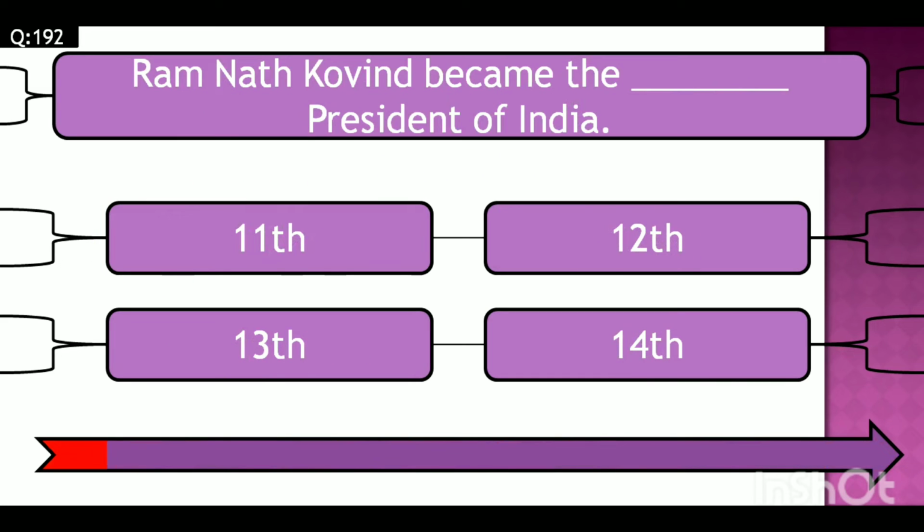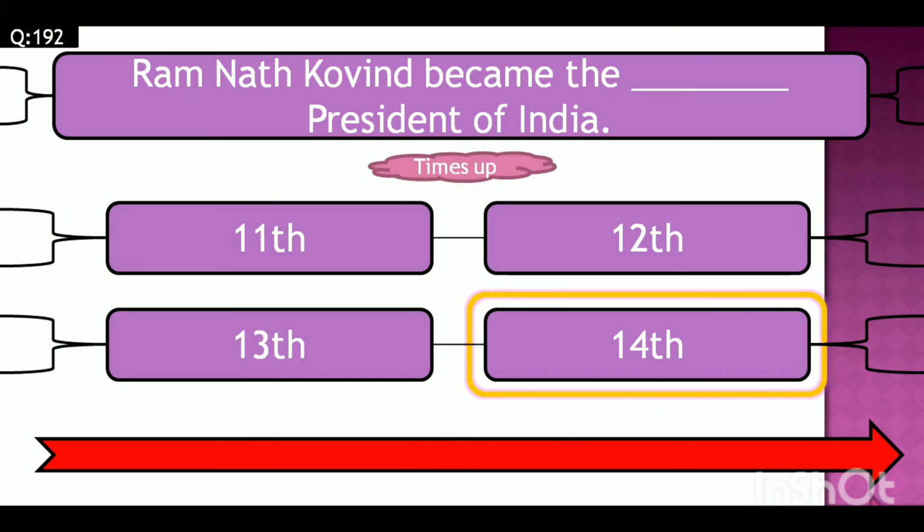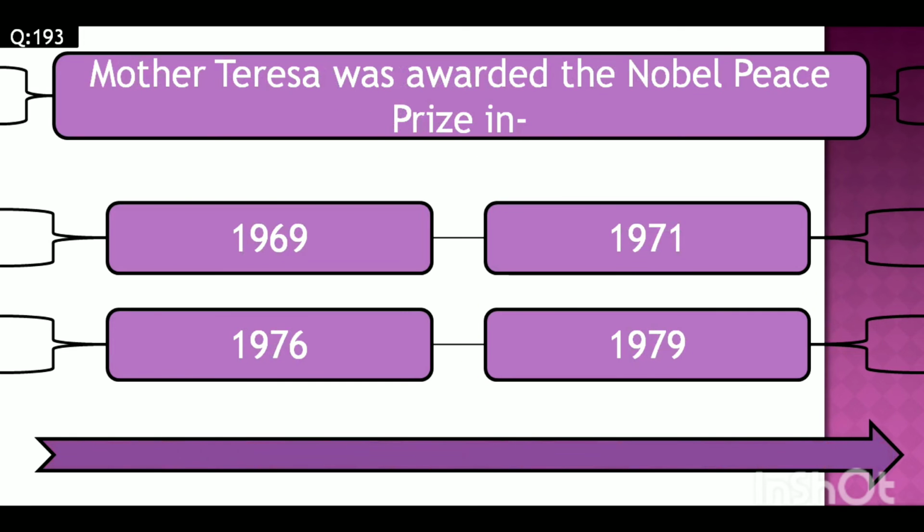Ramnath Kovind became the dash president of India. Option first 11th, second 12th, third 13th, option 4th 14th. And the correct option is option number 4, 14th. He was the 14th president of India.